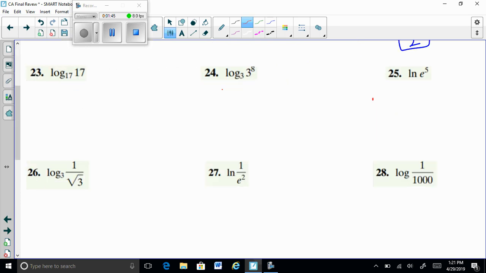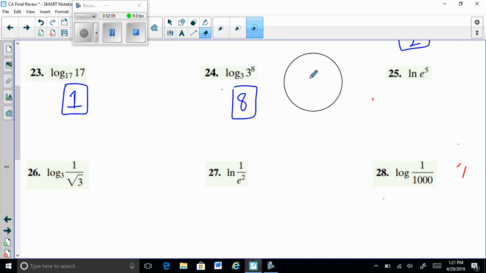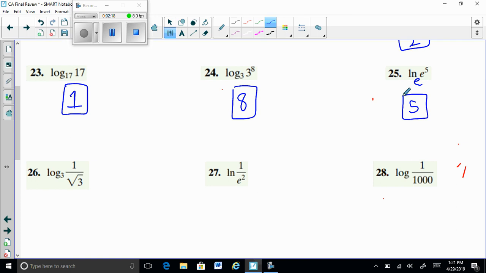All right, so moving on. This one's pretty easy. 17 to what power gives you 17 is just 1. Raising to the 1 power gives you the same result. 3 to what power gives you 3 to the power of 8? That's kind of silly. It's just 8. Right here, you need to know this, that natural log is just base e. So actually, y'all should know that. So anyways, it's base e. So e to what power gives you e to the power of 5? Just 5. Pretty simple right there.